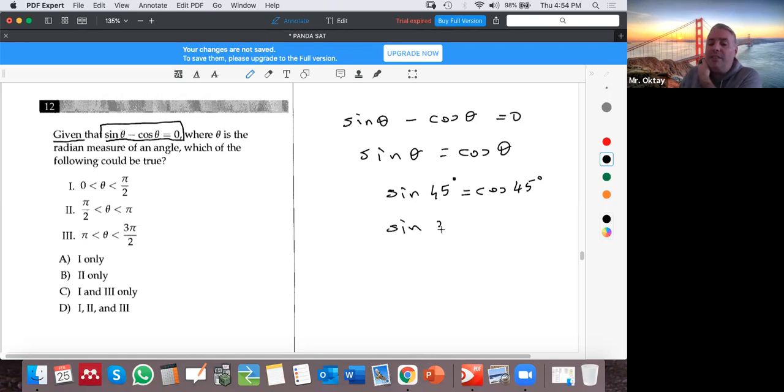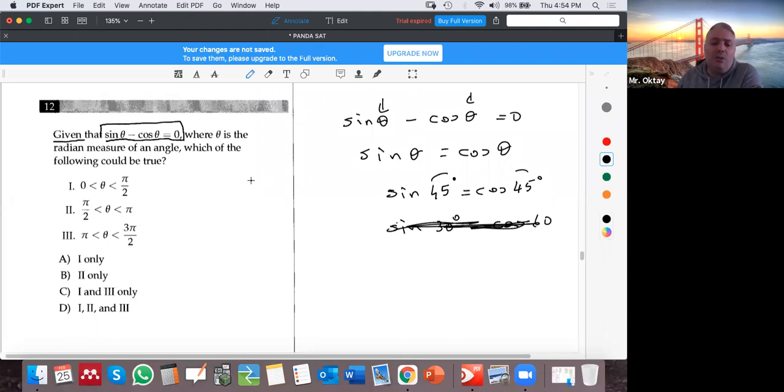Or isn't it sine of 30 equal to cosine of 60? But since it says theta and theta, it means that it must be the same. So I can just say it is 45 degrees. And when I look at the question, given that theta is the radian measure of the angle, which of the following could be true? So theta is between 0 and pi over 2, pi over 2 and pi, and pi and 3 pi over 2.